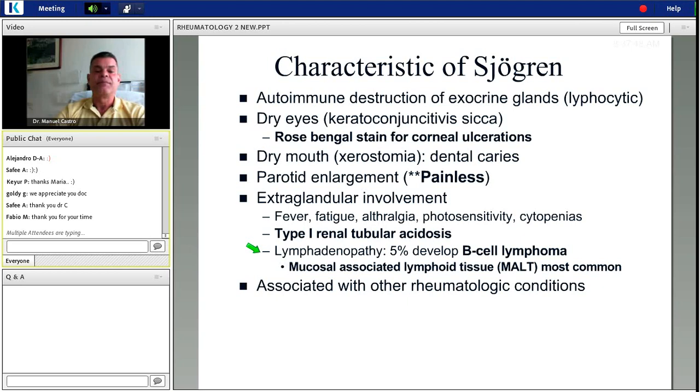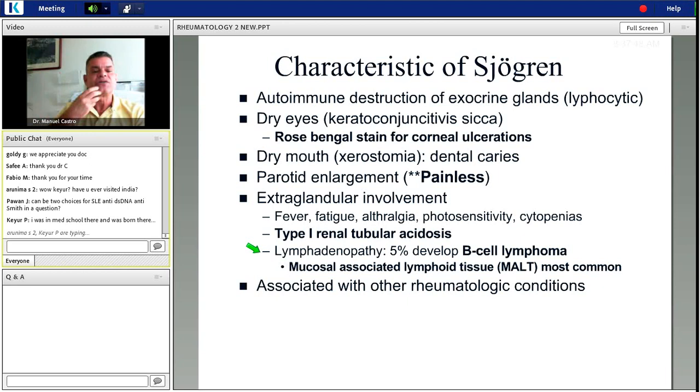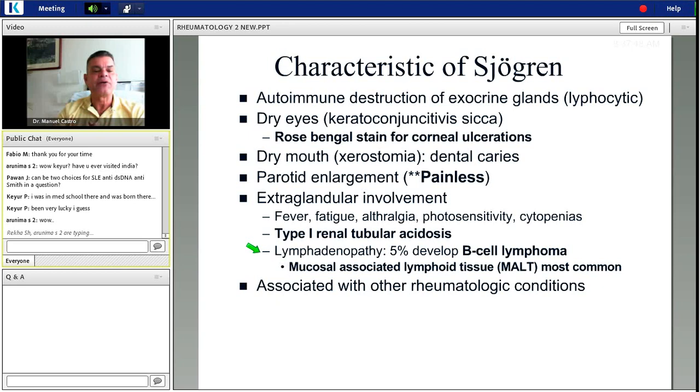Okay, let's look at the characteristics of Sjogren's. It's an autoimmune destruction of the exocrine glands. So there is going to be lymphocytic infiltration of the salivary glands, of the lacrimal glands, right? And so these patients are not able to produce enough tears, enough saliva. And so that's what causes the symptoms that you will have in these patients, right?